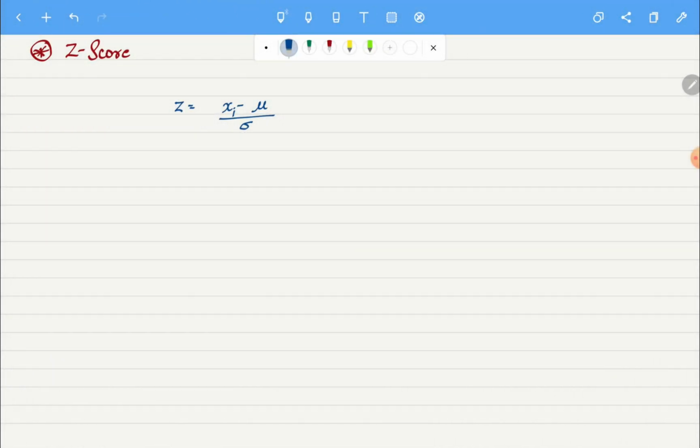Hello everyone, welcome back. So today we will discuss z-score and its importance. Let's first start off with its definition.